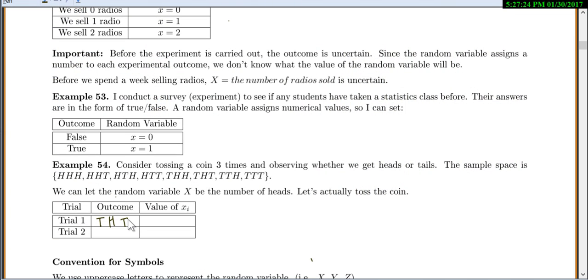So for that one specific trial, what is my value of x? X is the number of heads, so my value of x would be 1. I only got 1 head. Now if I was to try it again, I should get something different. I got tail, head, and head. So for this specific trial, what would be my value of x? This time I got 2 heads, so x would be 2.